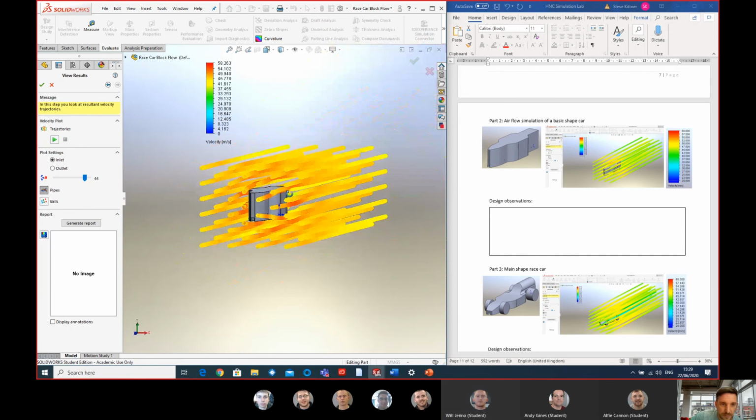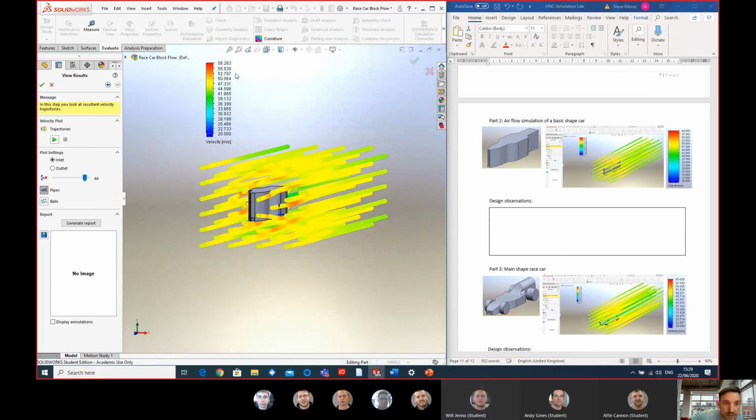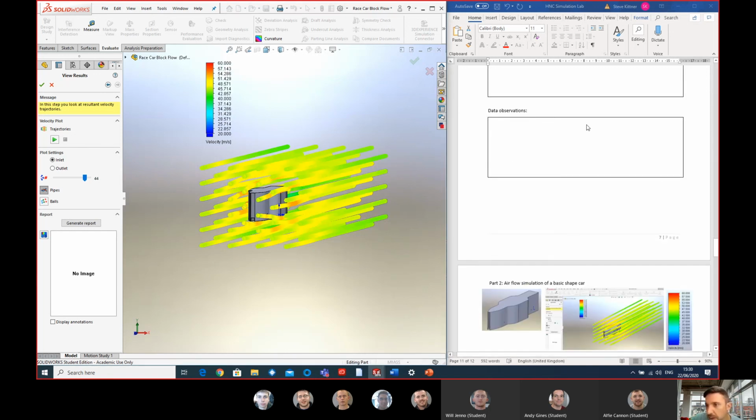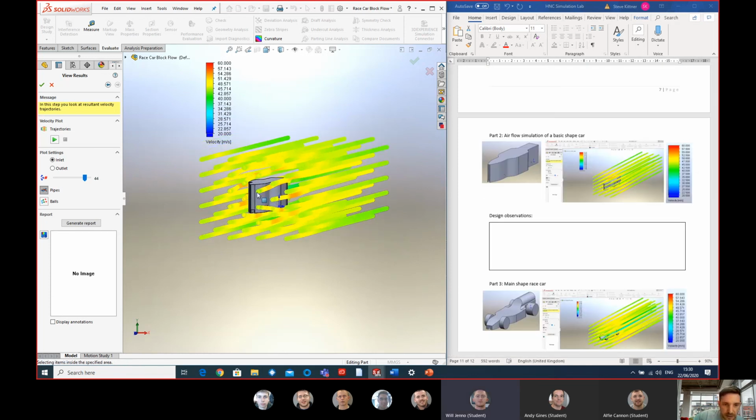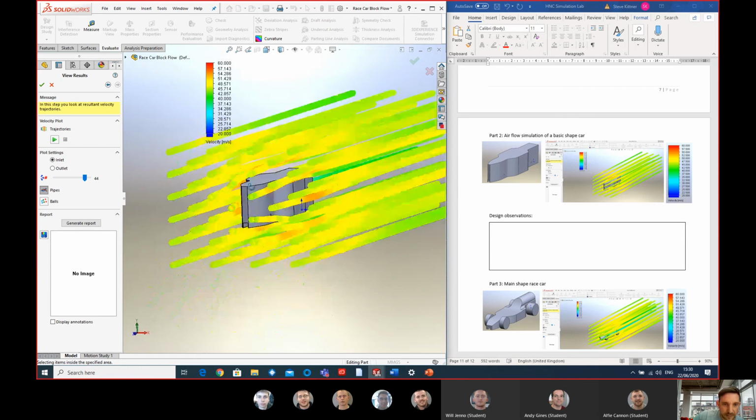Okay, so there we go. Let's change our scale back to where we had it before. So 2060. Is it 60? I think it was 2060. Yeah, 2060. Okay, so there we go now.